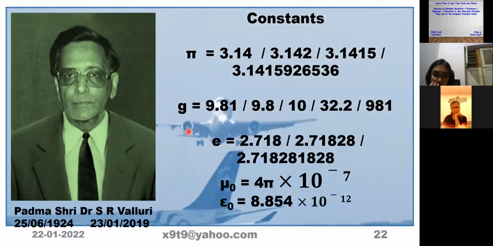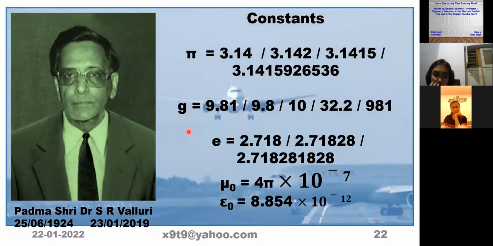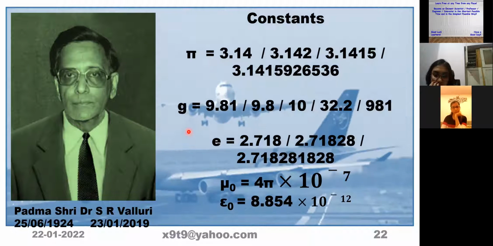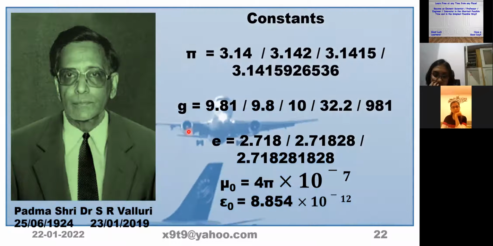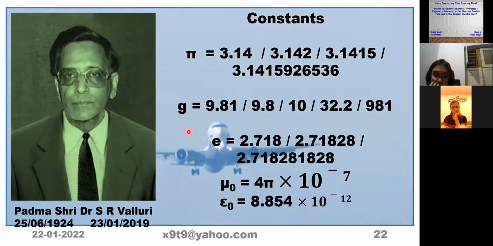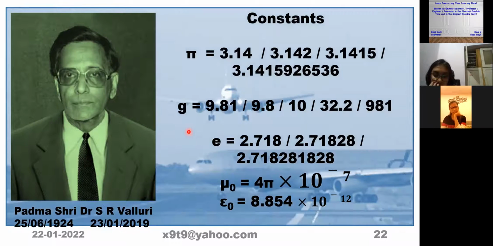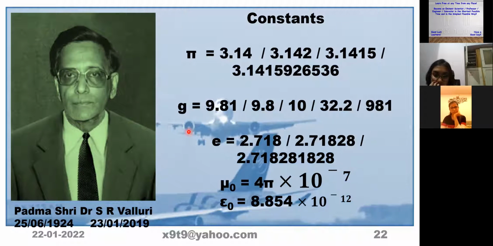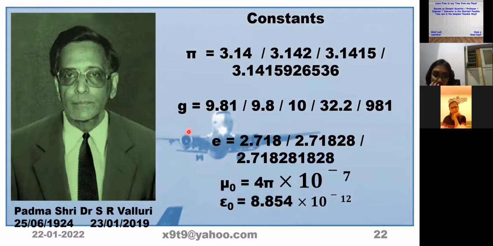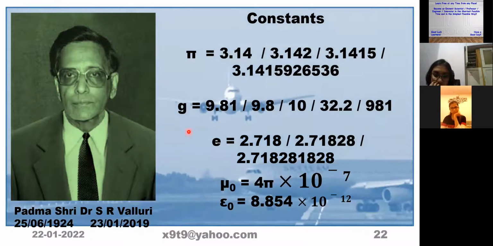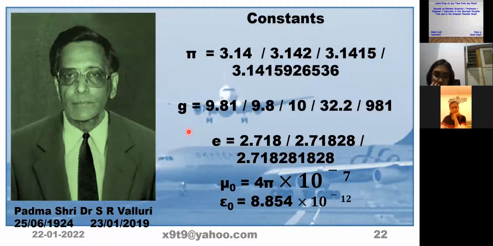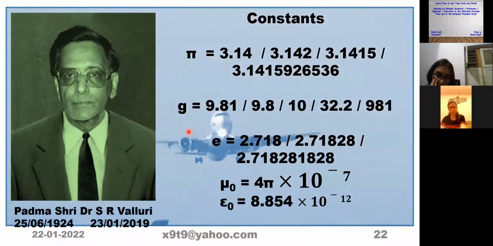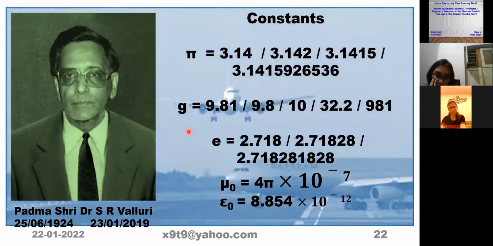So at the poles, what will be the value of g compared to the value of g at the equator? You'll be able to say something?